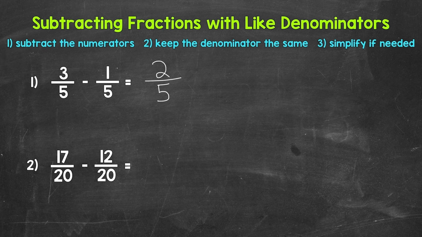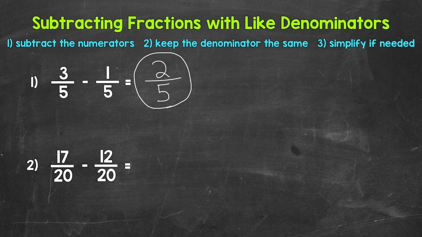So we end up with 2/5. And that's our answer. Now, can we simplify 2/5? No. 2/5 is in simplest form. The only common factor between 2 and 5 is 1. So again, this is in simplest form. We are done. Our answer for number 1, 2/5.